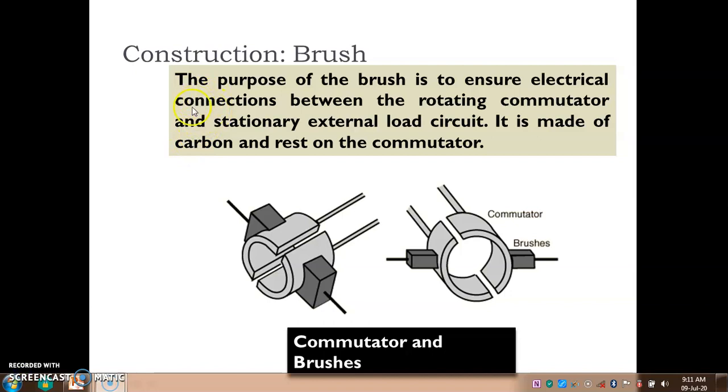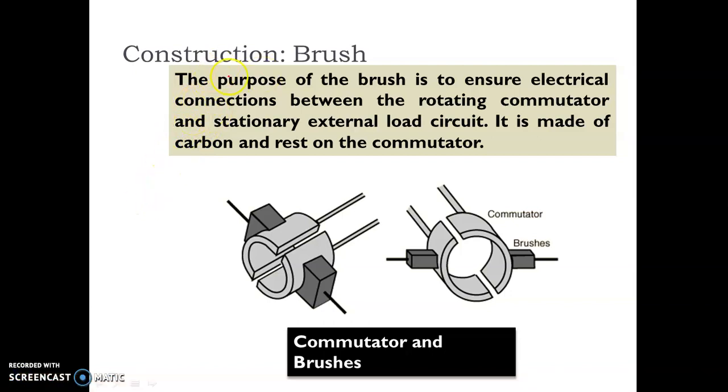So the function of the brush in the construction of a DC machine is to ensure electrical connection between the rotating commutator and the stationary external circuit. This is the commutator, already explained in part 2. The brush is placed on it, and this commutator is rotating, but the brushes are stationary. These are two brushes. Brushes are stationary, but the commutator is rotating.